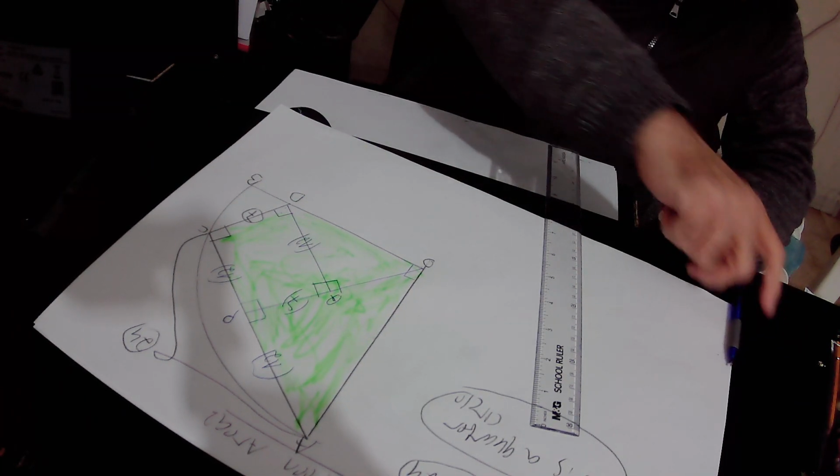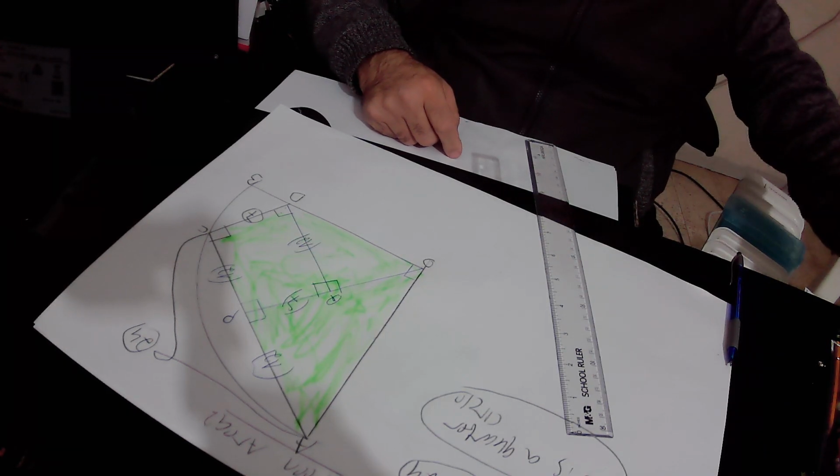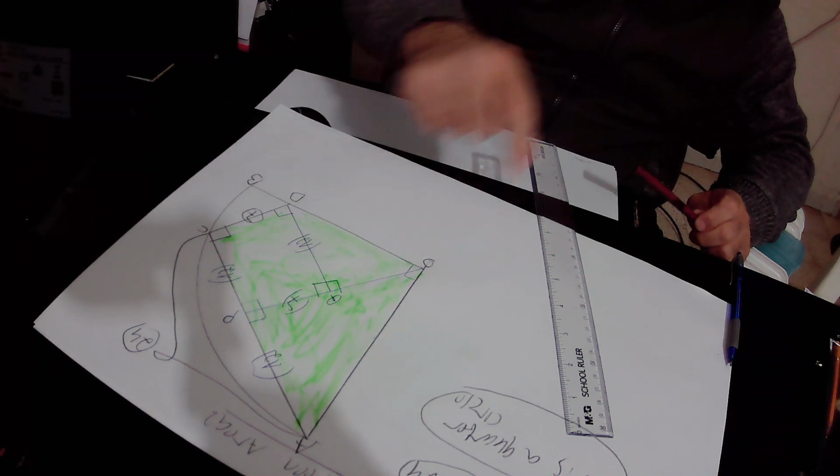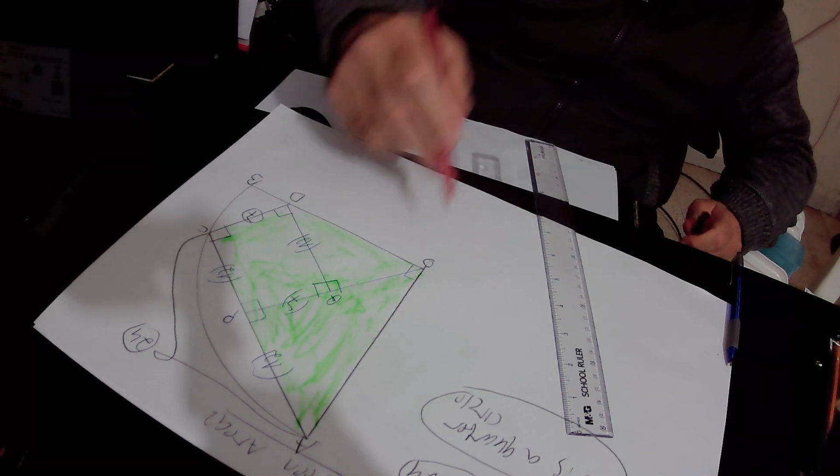We will define the length of line segment QO as X.